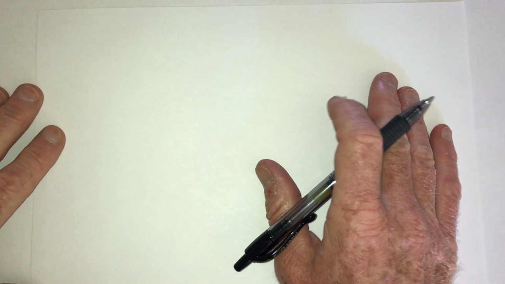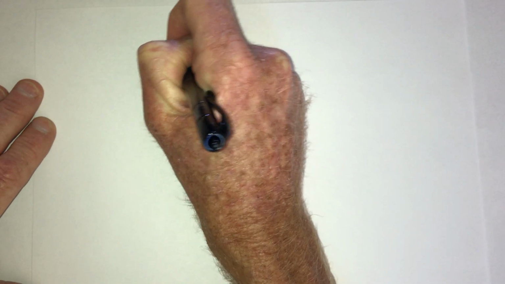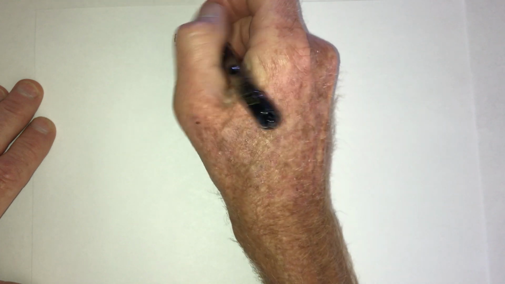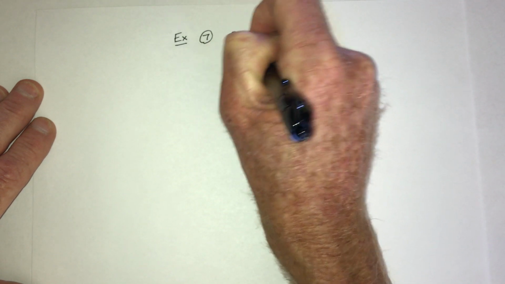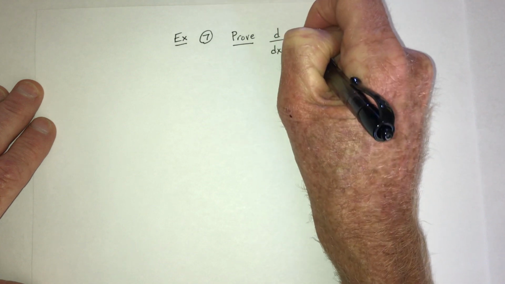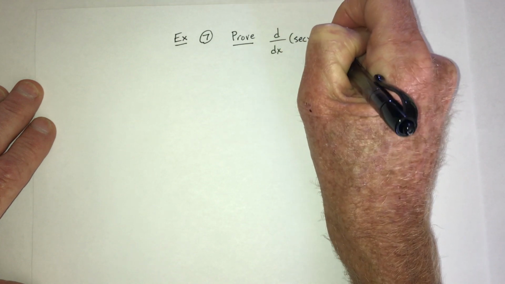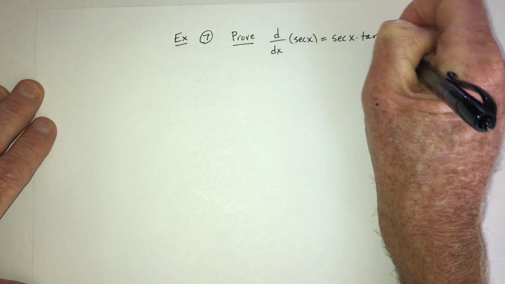And one last one. Example number 7. So basically at the very beginning, I just said, here's these derivatives. But how could you actually prove them if you wanted to prove them? So we'll prove one of them. Prove that the derivative of secant of x equals secant of x times tangent of x.